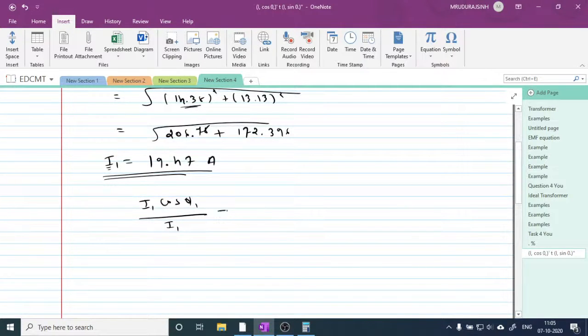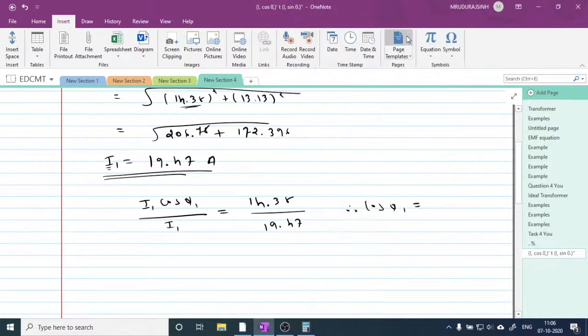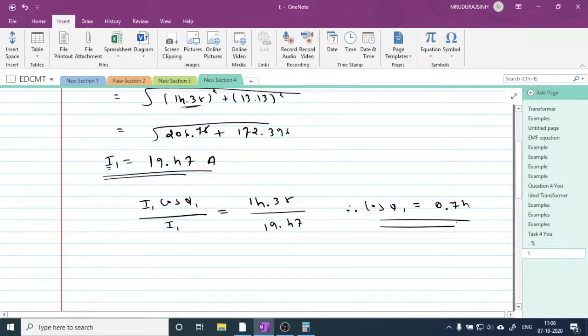So 14.38 divided by 19.47 gives us cos phi 1. Good job Sahdev, Kamlesh and Anish, good calculation. 14.38 divided by 19.47 gives us 0.7385. So we'll take it as 0.74. So 0.74 will be the cos phi 1, right?